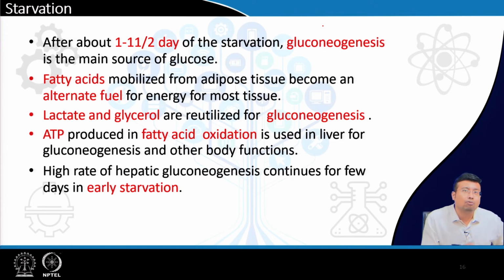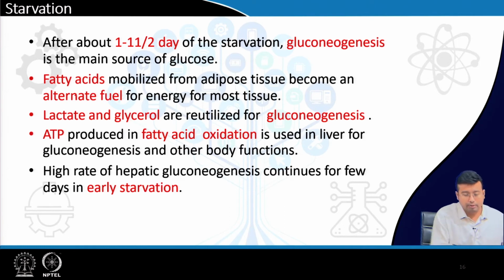So, after 1.5 days of starvation, gluconeogenesis is the main source of blood glucose. The goal is to maintain blood glucose level for the brain to function, otherwise there will be coma and death, right? If the starvation continues, gluconeogenesis will be there. What are the substrates for gluconeogenesis? Fatty acids, glucogenic amino acids, and others.